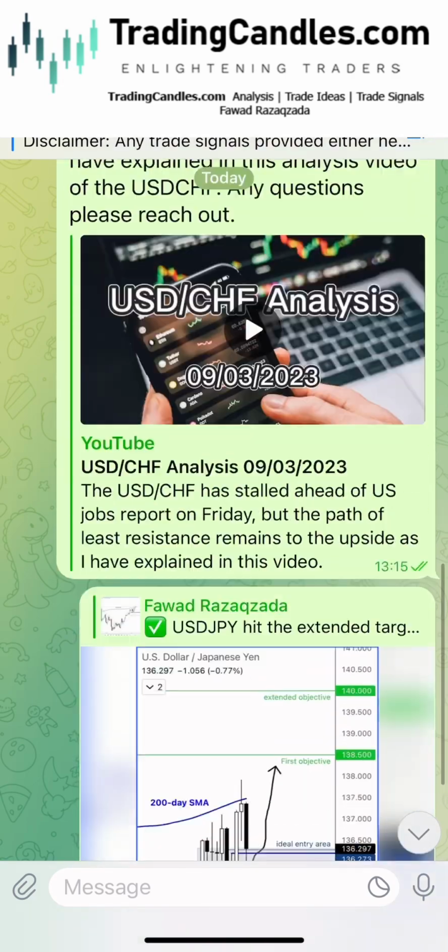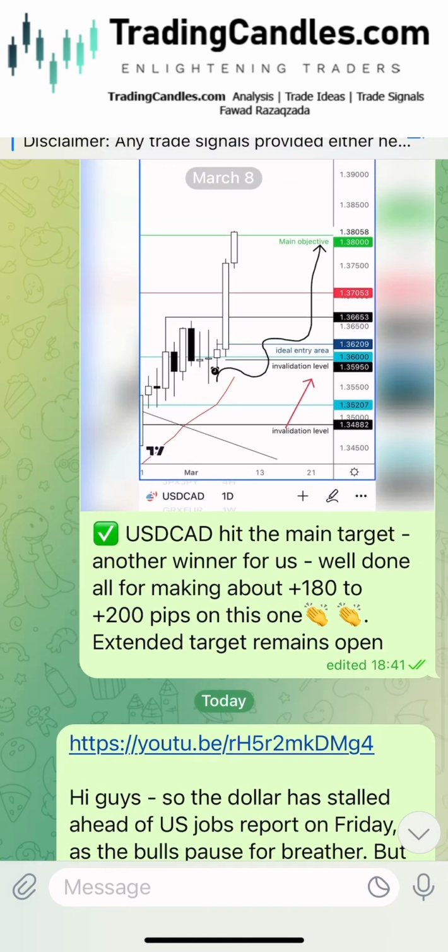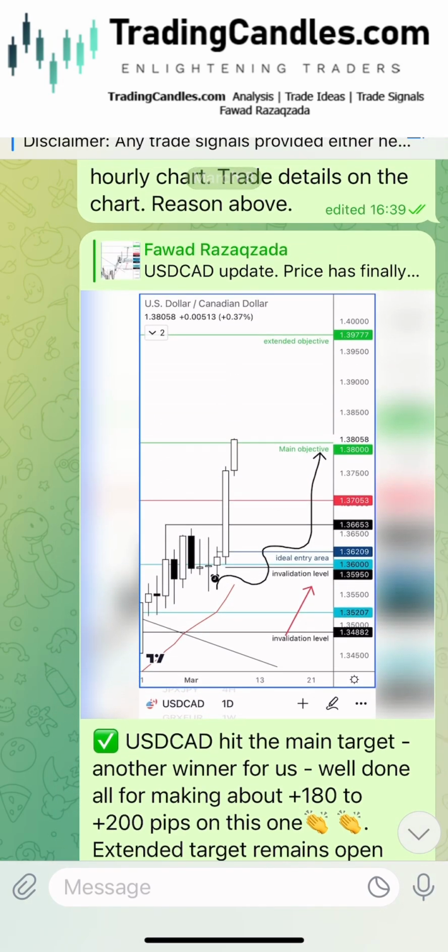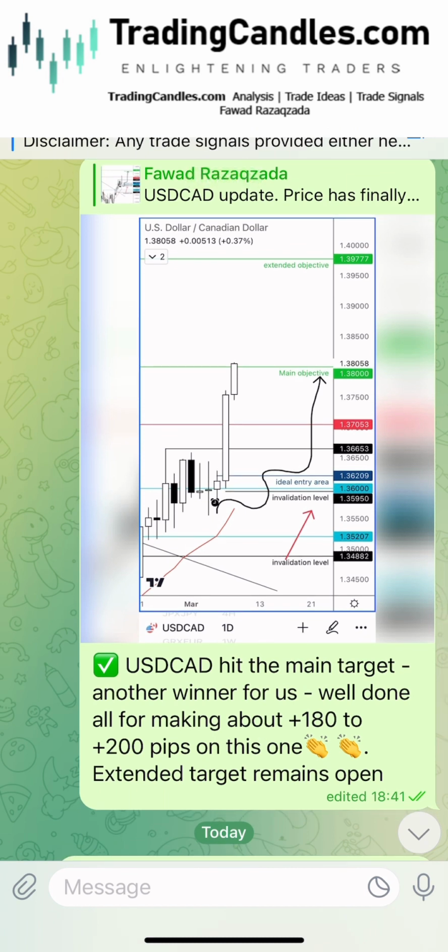A few ideas here, guys. Dollar CAD, I forgot to mention dollar CAD. This one worked really well. I've spoken a lot about the dollar CAD because of fundamental reasons. The Canadian Central Bank was going to stop hiking interest rates while the US Federal Reserve got more hawkish. So the dollar CAD was always going to find buying interest, and so it proved.